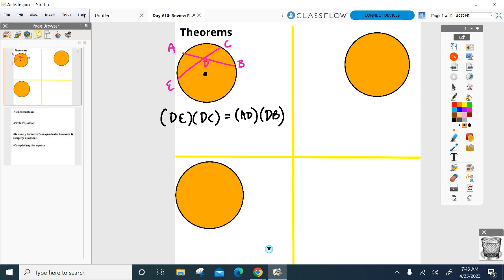Okay, when two chords intersect each other. Also remember, diameter is a chord. So you might have a diameter and a chord intersecting each other. This still applies, right? Diameter is a chord, so it is part of this theorem if you see it. All right, next one.